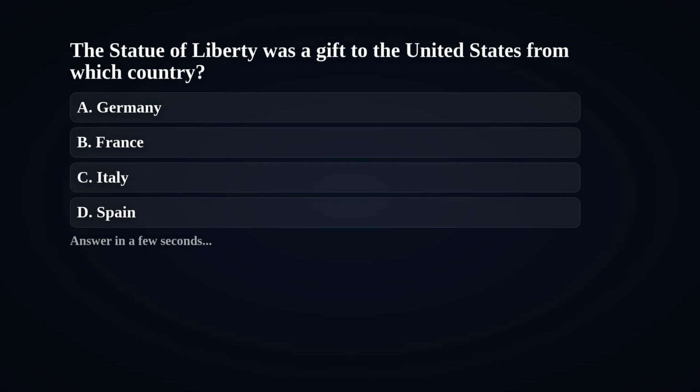Question 17. The Statue of Liberty was a gift to the United States from which country? A. Germany. B. France. C. Italy. D. Spain.